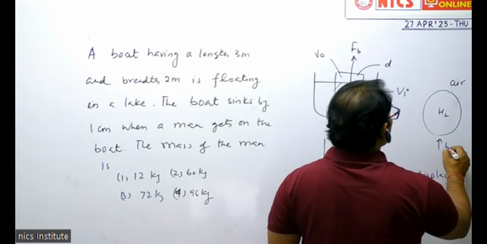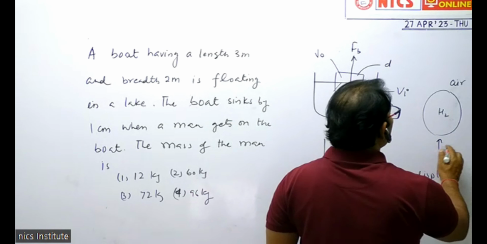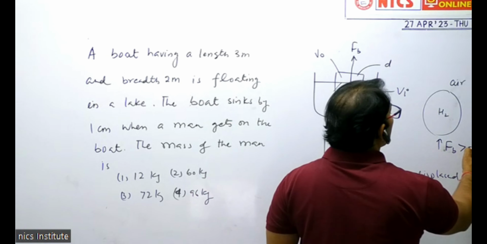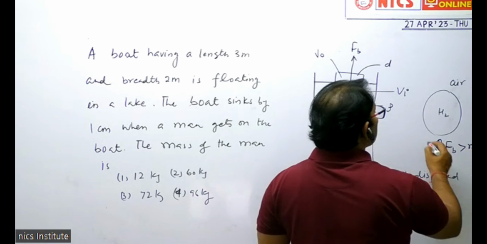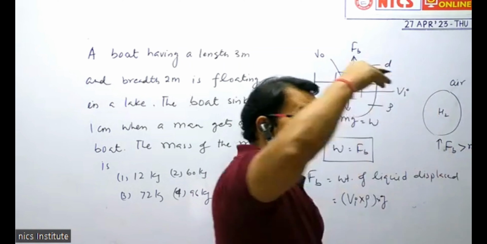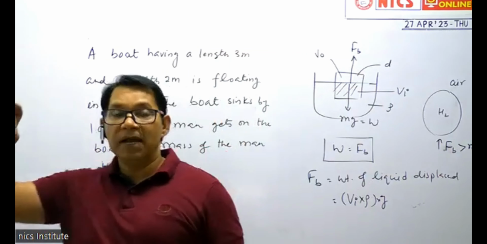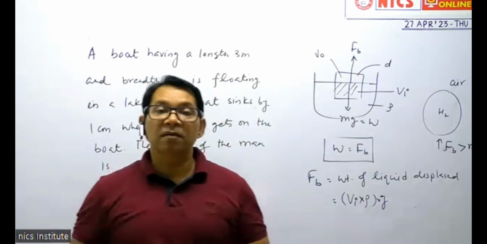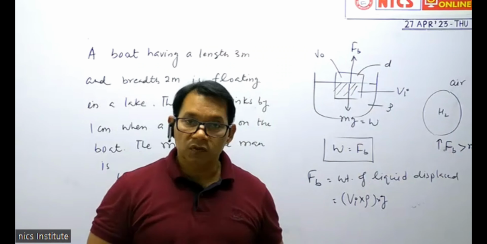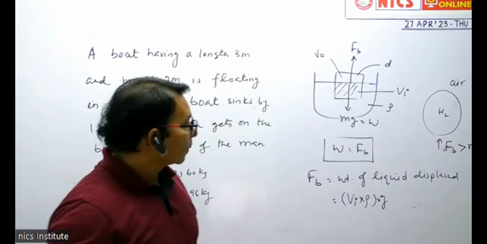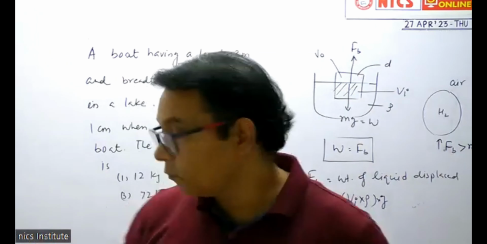So upthrust, the force of buoyancy, will be very large compared to mg. As a result, this will rise. And after a certain height, the balloon will stop rising. Why? Because at that particular height, the density of air becomes almost the density of the hydrogen. So this is the basic concept of the force of buoyancy.